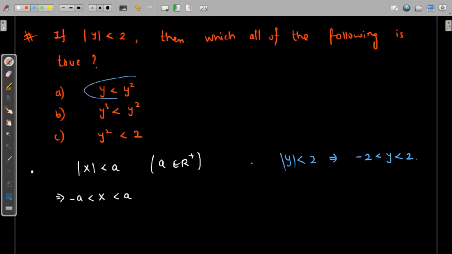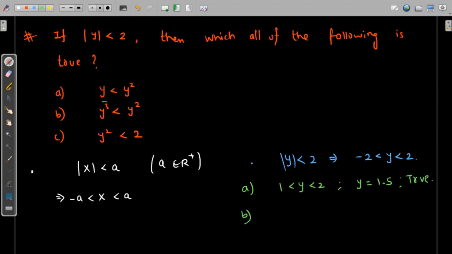Now let's talk about the first option. It says that y is less than y squared. That is actually possible, because if there is any value of y between 1 and 2, let's say the value of y is 1.5, then definitely the square of 1.5 is more than 1.5 itself. So option A will hold true in this case.